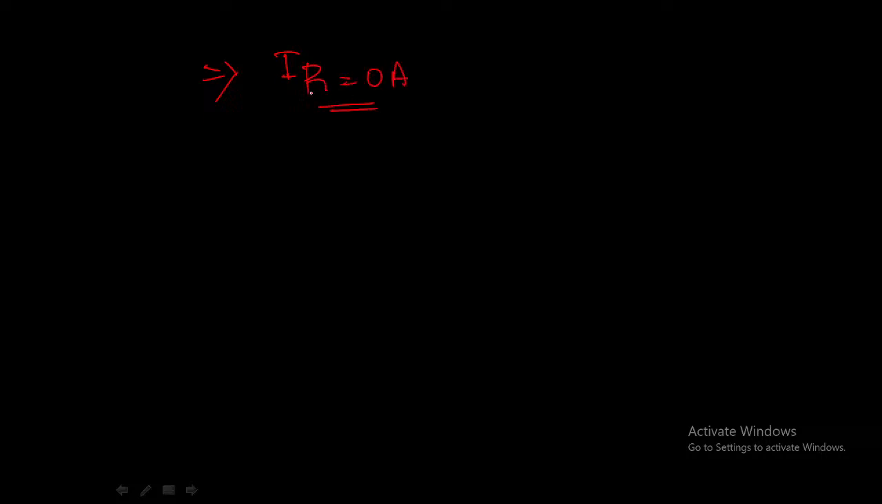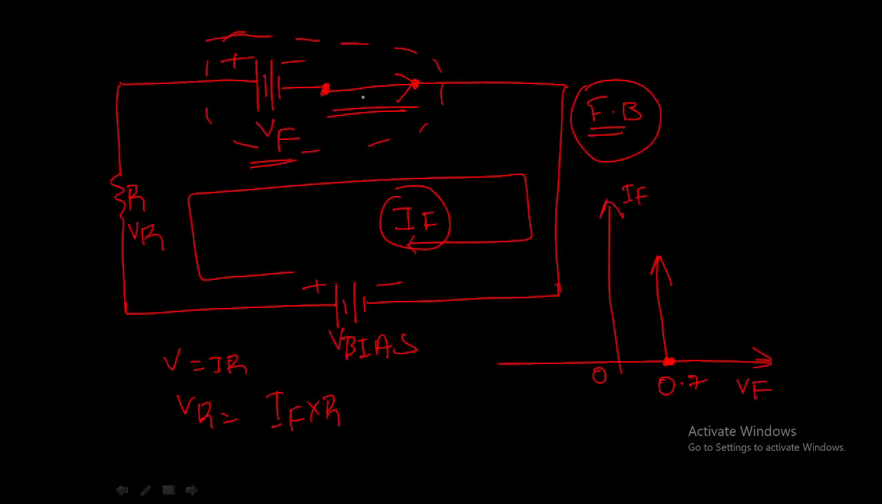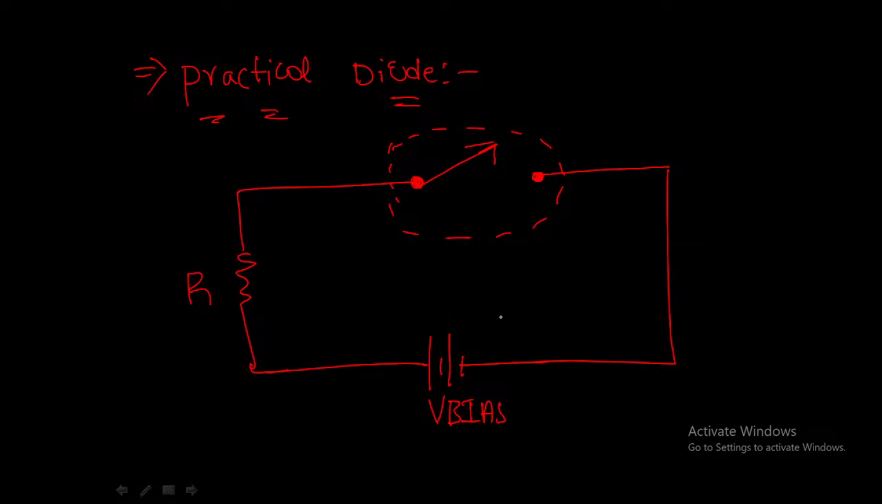Okay, IR will be equal to simply 0 amperes. In the reverse bias, no current will flow through this circuit because it is open circuit. But what is the potential across this? What is the voltage across this? It is equal to 0.7 volts. Okay, it is equal to 0.7 volts.